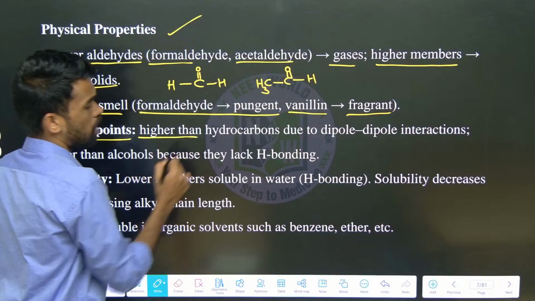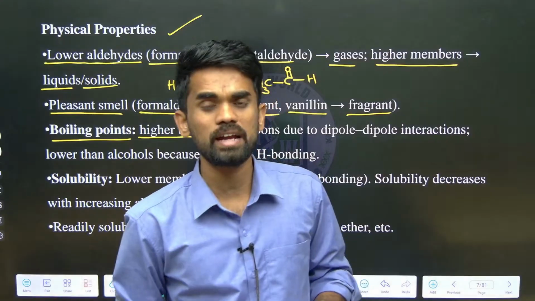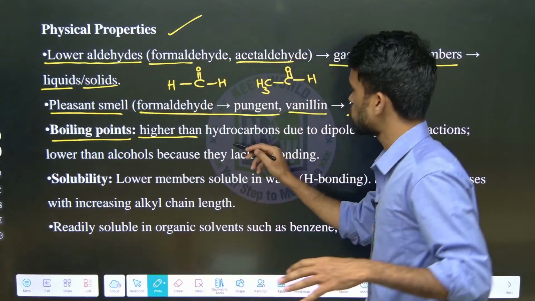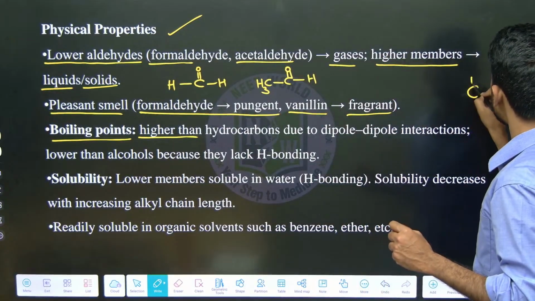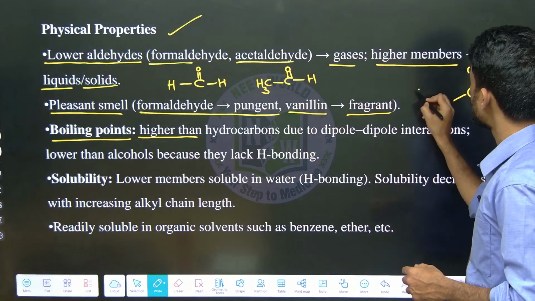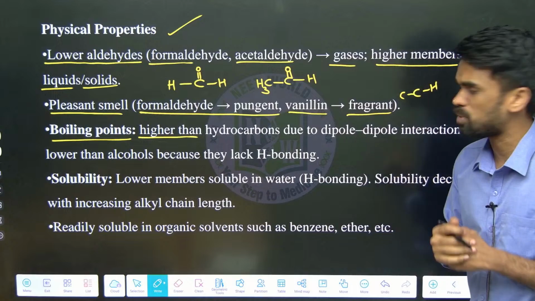The boiling points of carbonyl compounds will be higher than those of hydrocarbons. Why are they higher? Because carbonyl compounds contain a polar C double bond O bond, whereas in hydrocarbons there are only carbon-hydrogen bonds.